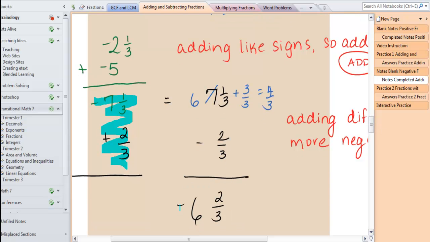If it helps, go ahead and write that negative sign down so you don't forget it. And you just go ahead and treat this like a regular subtraction problem. You're going to have to borrow. And we end up with 6 2/3, and we need to remember it's negative. So that's our final answer.